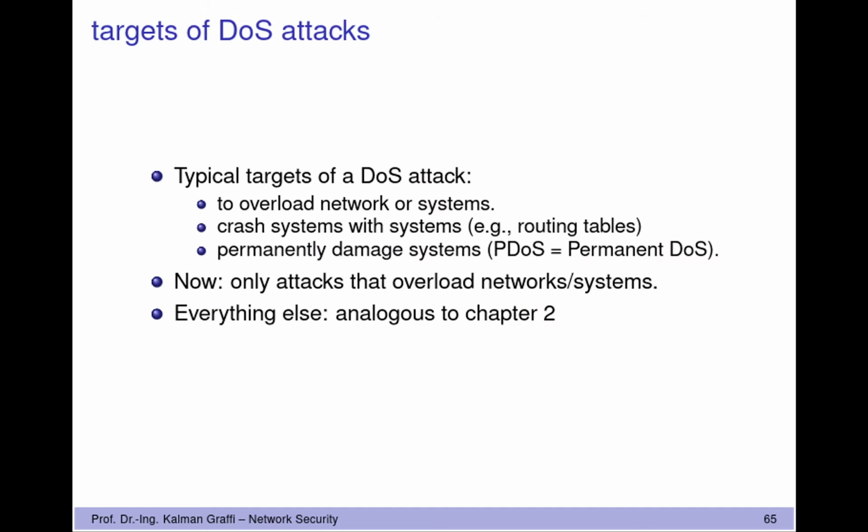What they want to do is overload the network or the system, either or. Typically the memory is in question for overloading the system, and if it's the network, it's more the bandwidth. Or crash the system, with routing tables, permanently damaged systems. There are ways, yes, but that requires more effort, obviously.